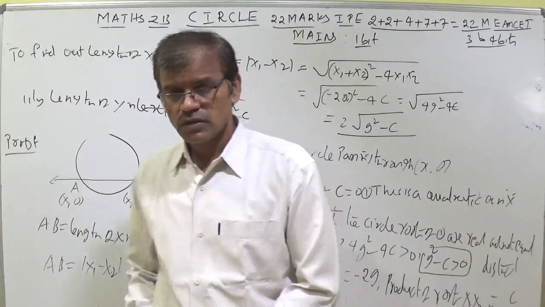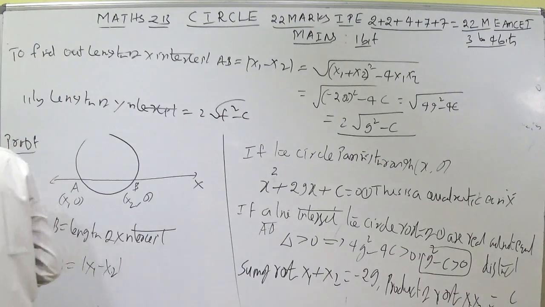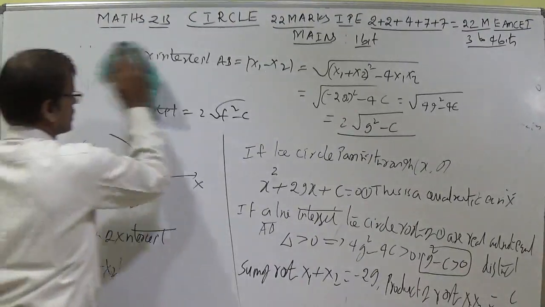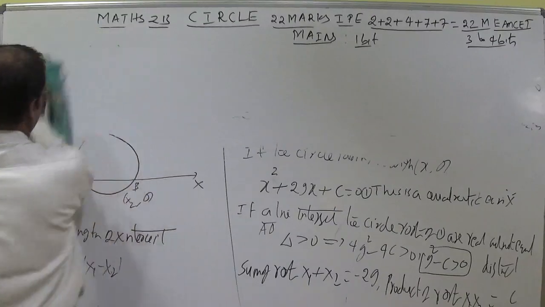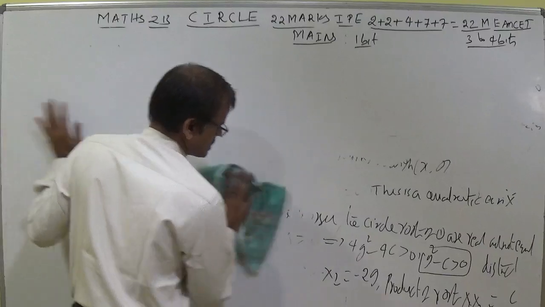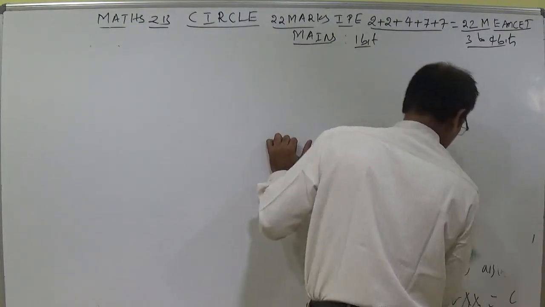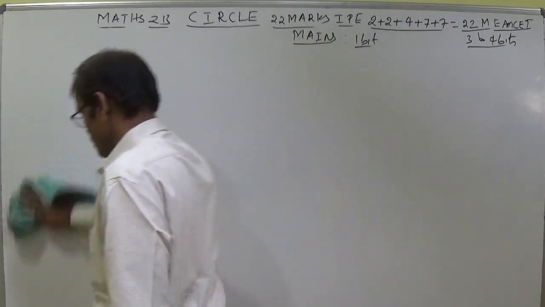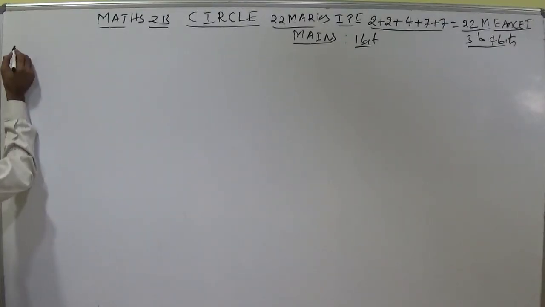Try yourself. Next, let us discuss a corollary of these theorems. Note, we can say corollary. Now we discussed the x-intercept. So whenever the x-axis intersects the circle, the condition is g square minus c. Corollary I am writing.